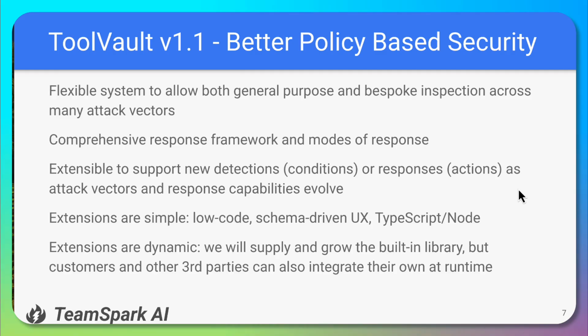And the extensions are dynamic. We're using this extension library to build out our own actions and conditions, which I'll show you in a second. But customers and third parties can also build their own and integrate them at runtime. So if there's some new kind of detection, something specific to your organization, something we haven't built yet, or some new integration you need on the response side, you can very easily, in 20 to 50 lines of code, build a condition or an action that extends the policy engine and lets you do whatever you need to do.